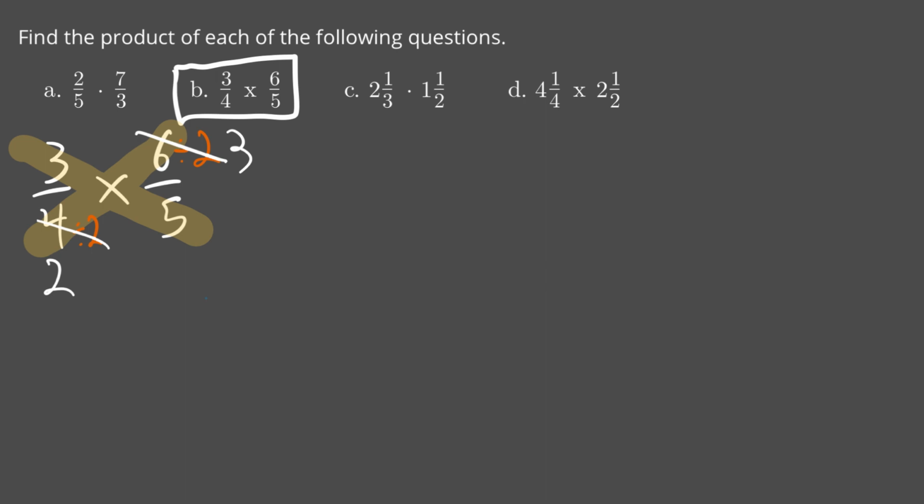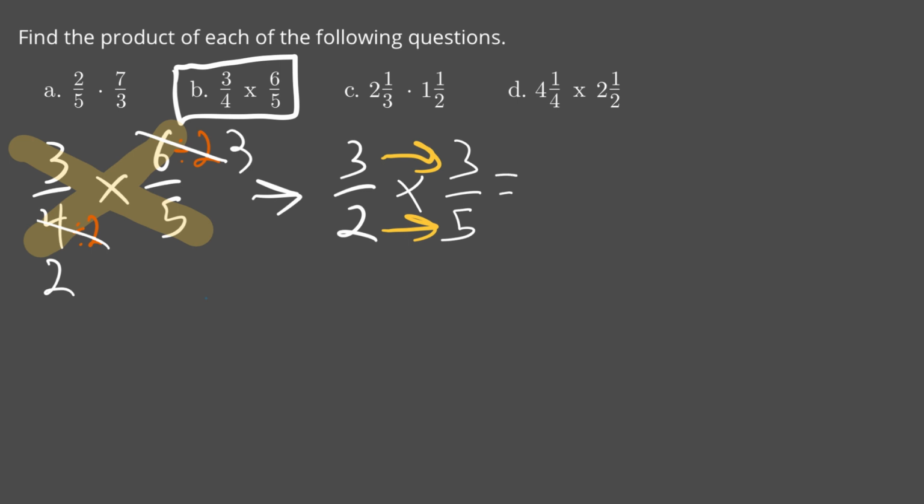Now we can rewrite this as 3 over 2 times 3 over 5 because we've simplified. We can double check once more to see if any of the diagonals can be simplified. They cannot. So we will multiply straight across, and that gives us 3 times 3, which is 9 over 2 times 5, which is 10. We'll double check to make sure that this fraction cannot be simplified, and it cannot. So 9 over 10 is our final answer.